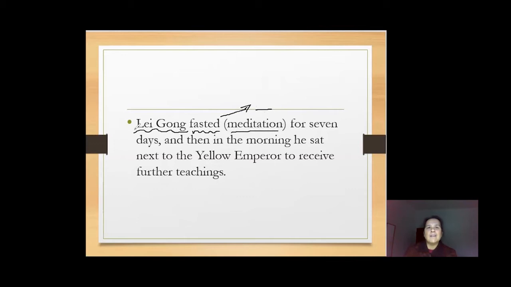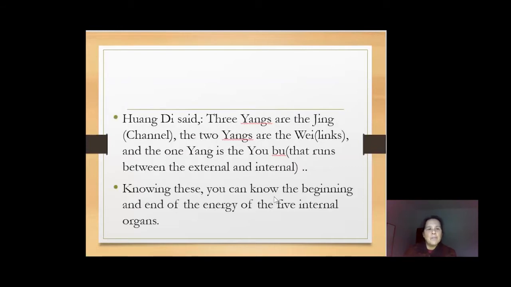So here, this means Lei Gong considered this question so important. They thought about it for 7 days, and then came back to the Yellow Emperor again in the morning, sitting beside the Yellow Emperor to discuss more about yin and yang, trying to receive more knowledge about yin and yang. Especially in ancient times, people did important things only after fasting or meditation. This means this question is so important. They paid a lot of attention.